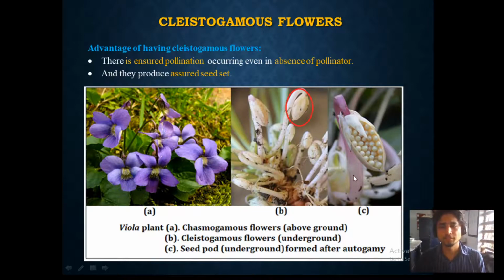Another greater advantage here is that they produce assured seed set. Since the pollination is occurring, they definitely have a set of seeds. These seeds are required for carrying on life in the next generation. That means these seeds are shed out, and these seeds germinate again to form the next generation plants. That's how seeds are formed definitely in case of cleistogamous flowers. And this is an example of viola flowers.